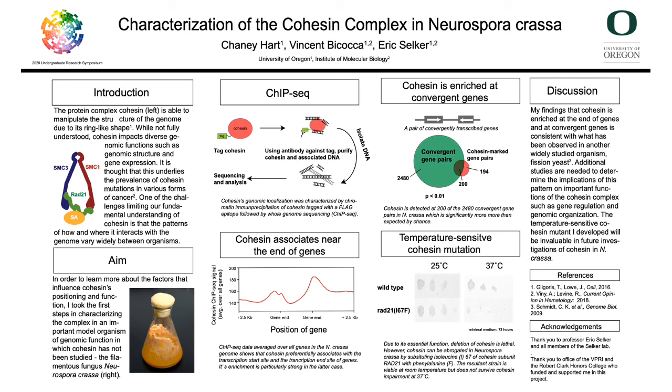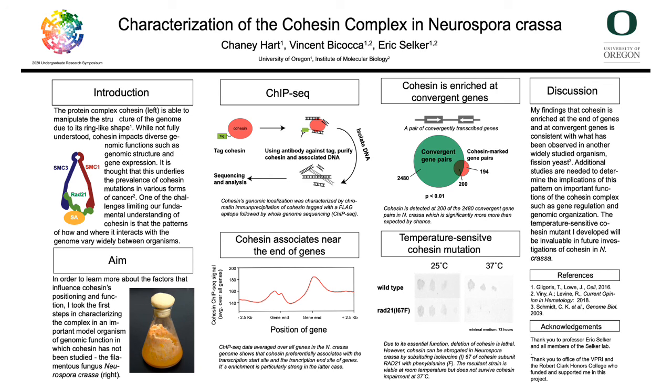So to fill in a piece of this puzzle, my project has been to investigate cohesin and characterize it in a model organism in which it has not yet been studied, Neurospora crassa, which is pictured in the bottom left of my poster. Neurospora crassa is an orange filamentous fungus that has served as a very useful model for genomic structure. So to investigate the relationship between cohesin and the genome of Neurospora crassa, I used ChIP-seq.